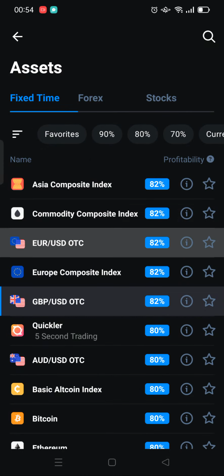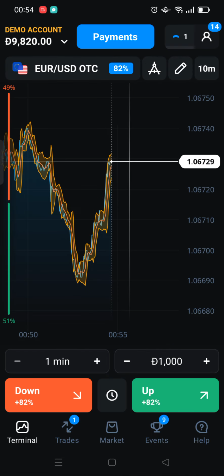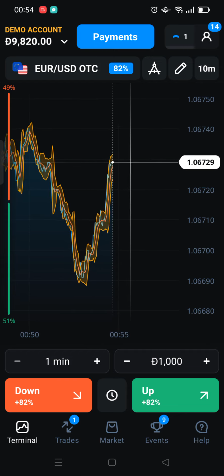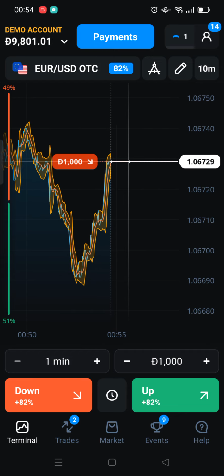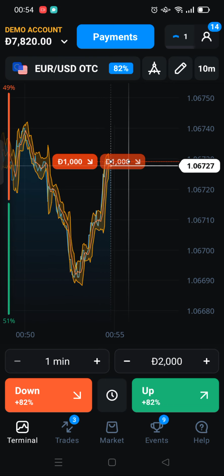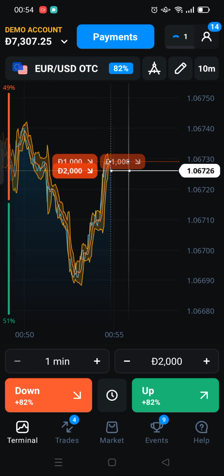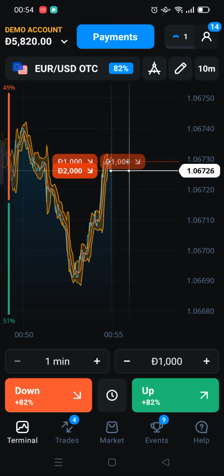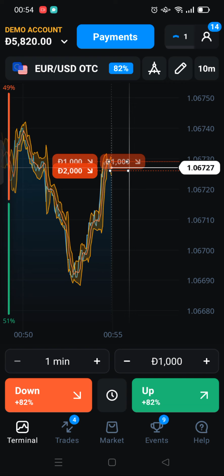Our trade is active, but we choose EUR/USD again. Okay, the market went really upward. So here we go for sell again, sell and again sell. Let's see, we are taking a big risk.